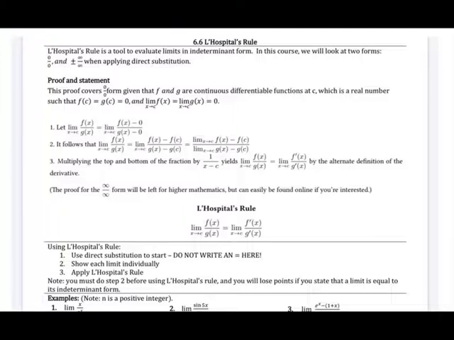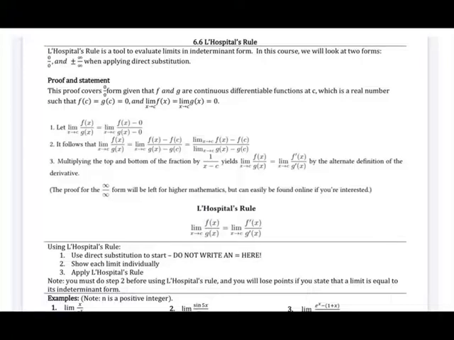So given that f and g are continuous and differentiable functions at c, which is a real number, such that f of c is equal to g of c, which is equal to 0, aka we get indeterminate form when we plug in c, and that the limit as x approaches c of each of those is 0 as well. That's what creates this indeterminate form as well.